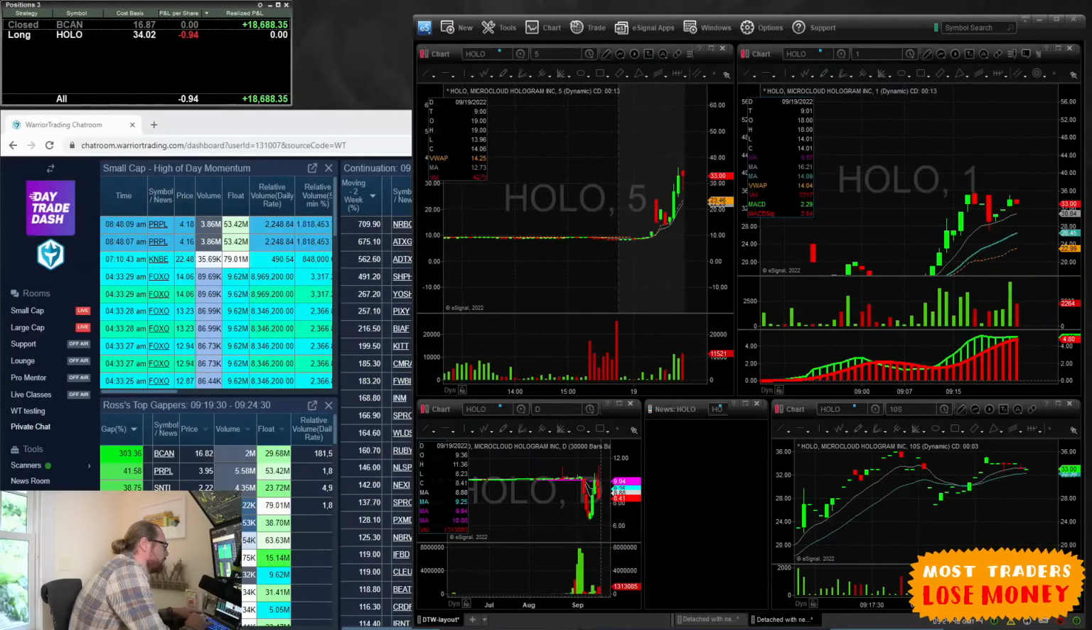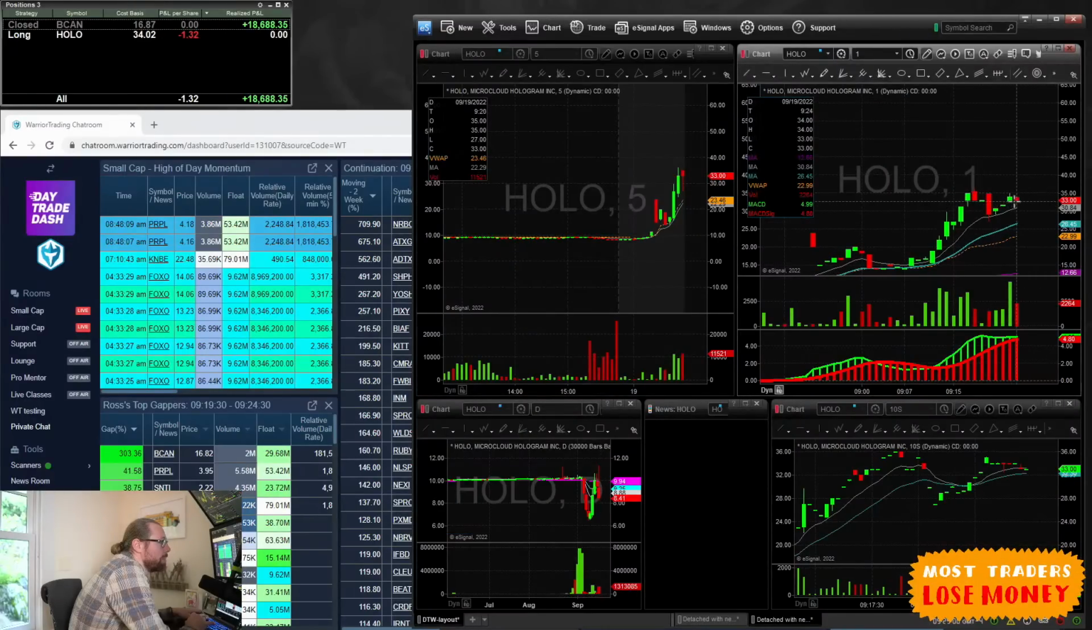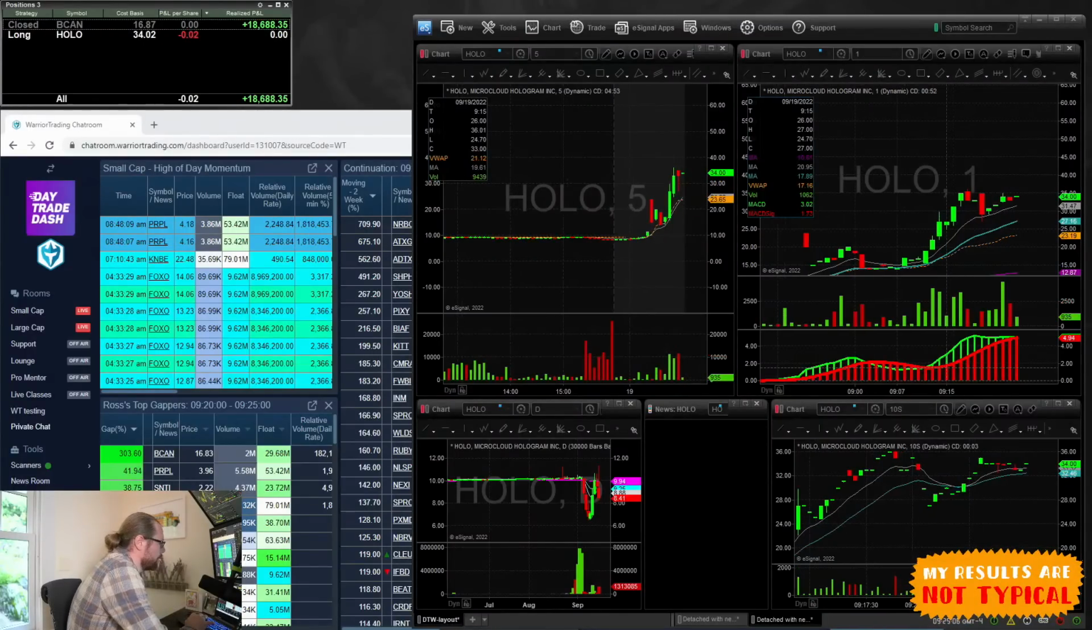BCAN side chart. HOLO added at, let's see, order didn't fill. Putting a new order to add at 31. This is forming a 1-minute ABCD pattern. And then we're going to look for the break through 36 and 37 going into the open for a move up to $40.